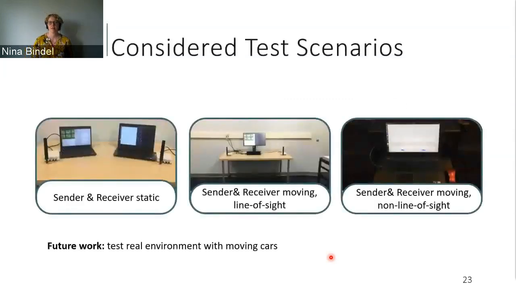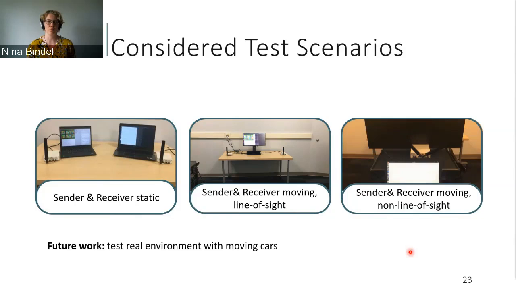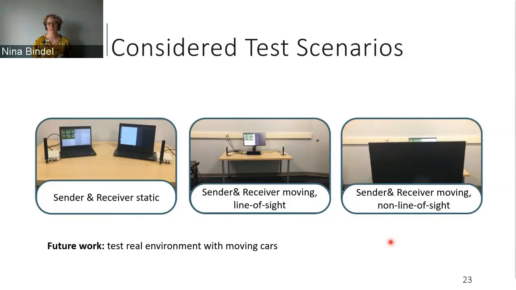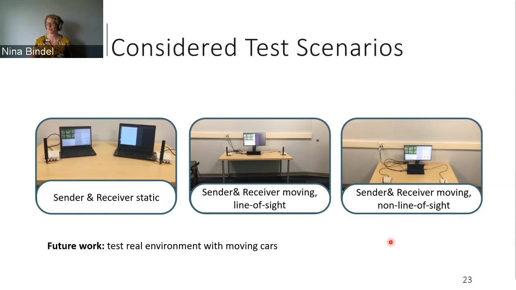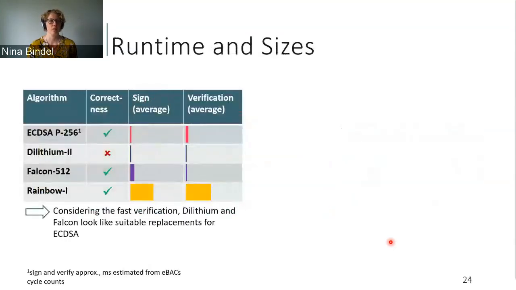So the scenarios that we considered at the moment are only lab scenarios. That means, of course, the sender and receiver static, but also the sender and receiver moving with a line of sight, and the sender and receiver moving without a line of sight. And future work is planned to also bring it out on the streets and test it in real cars. All right, so what are our preliminary results?